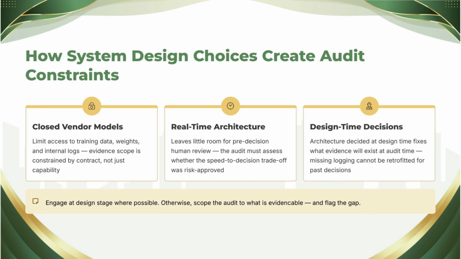Suppose a team chooses a deep neural network over a simpler scorecard. That's a design choice, and it means individual decisions may never be fully explainable. Suppose they don't log model inputs and outputs to save storage costs. Another design choice, and now you cannot reconstruct what the model decided last quarter. Suppose they use a third-party model through an API. Now the training data, the weights, the very brain of the system sits behind another company's walls, forever outside your direct evidence. See the pattern?